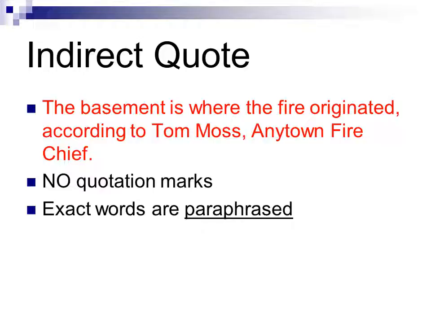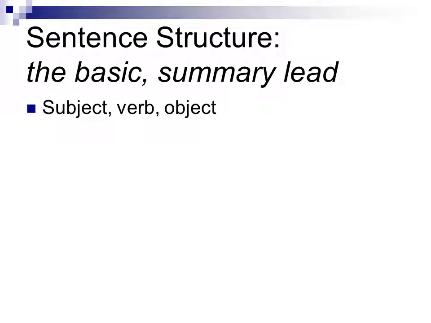Now, if we want to tell the reader the expression of Tom Moss, the words that he said, but we don't want to use a direct quotation, we could write a sentence in which we use an indirect quote. We're still telling the reader the gist of what the newsmaker said. We're just not telling it in the exact words that the newsmaker originally used. An indirect quotation is attributed. We paraphrase rather than quote what the newsmaker said, and because it's not exact words, then we don't use the quotation marks.